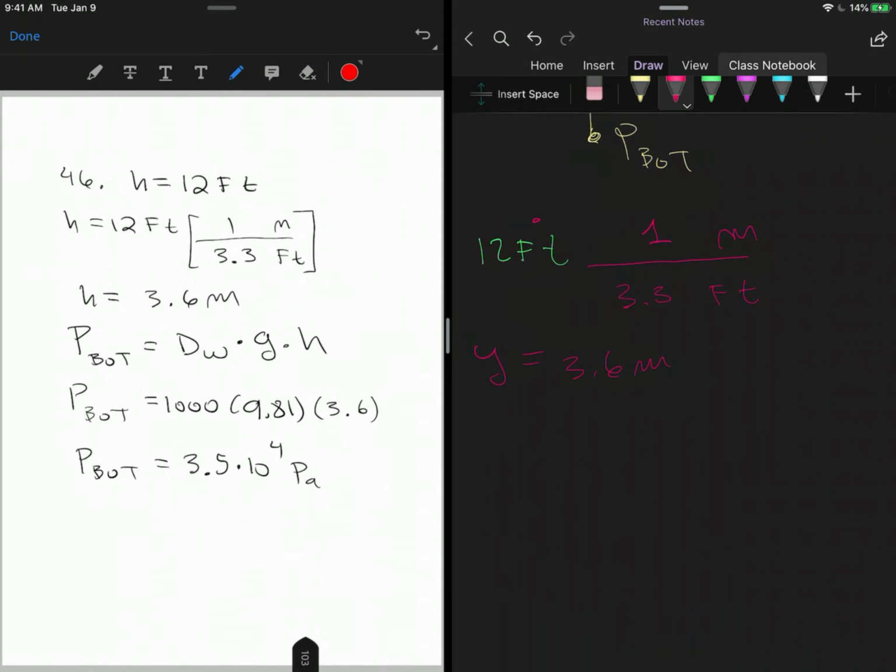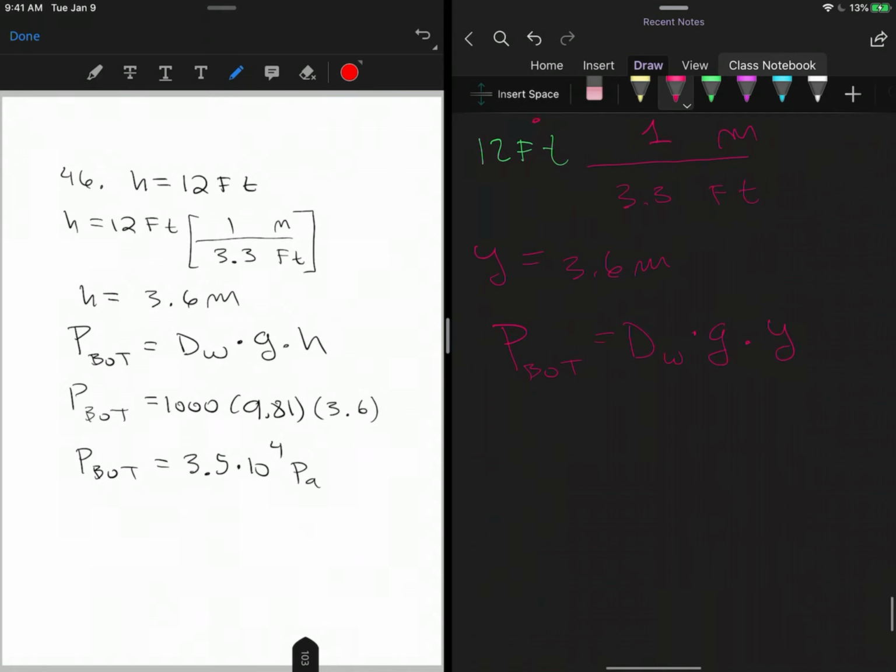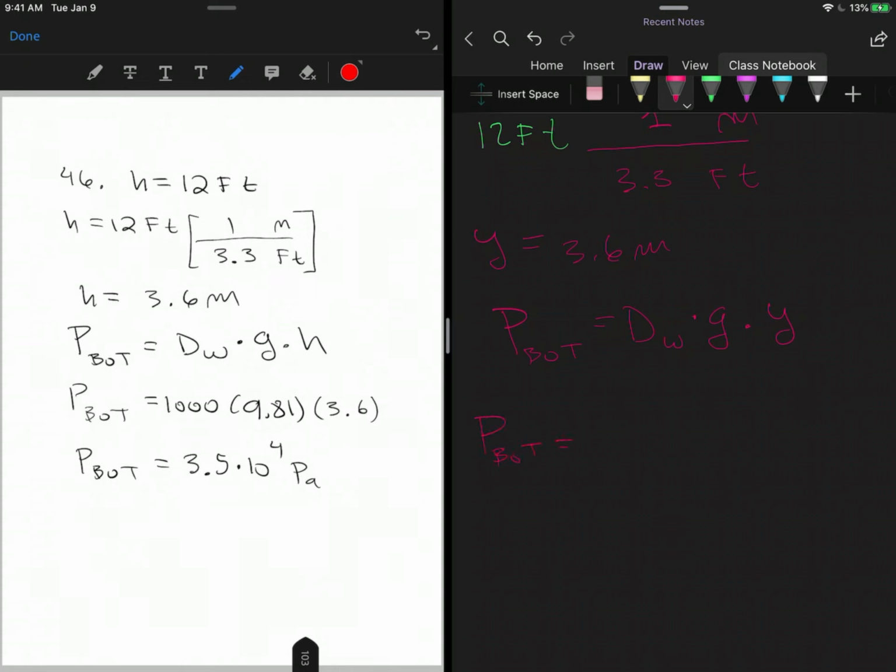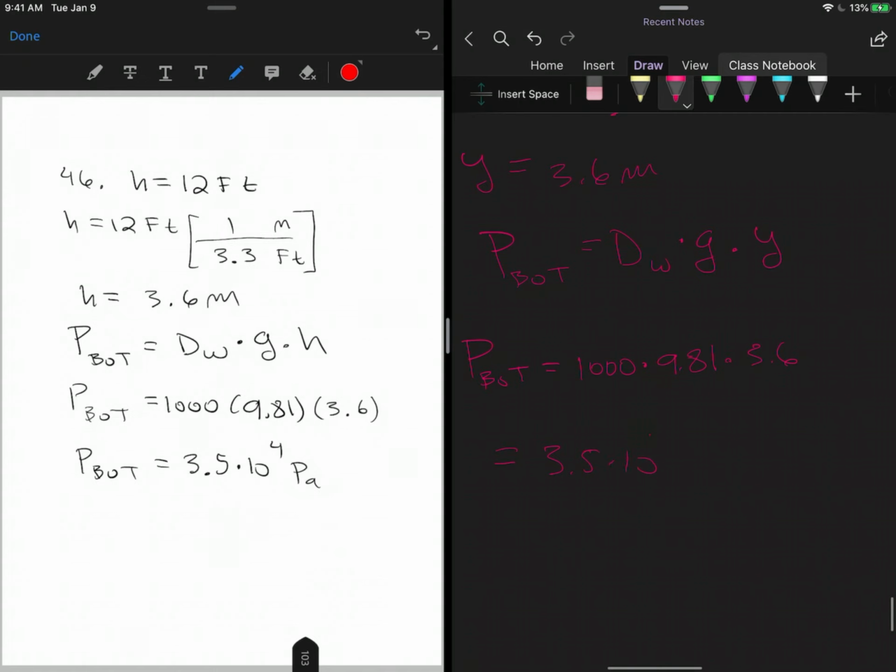The equation that we're going to use for this one is that the pressure at the bottom of a fluid is going to be the density of the fluid, in this case water, multiplied by gravity, and then multiplied by the depth down, or in this case the height down. So here we can just plug in. The pressure at the bottom equals the density of water, which is 1,000, times gravity, 9.81, times the height in meters down, 3.6 meters. And that should give you 3.5 times 10 to the 4 pascals.